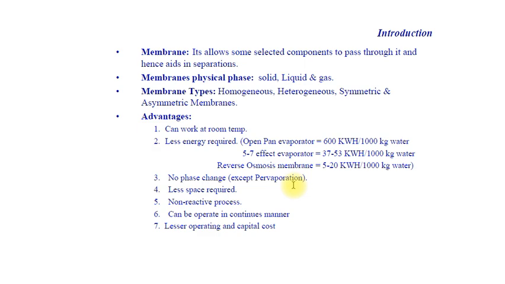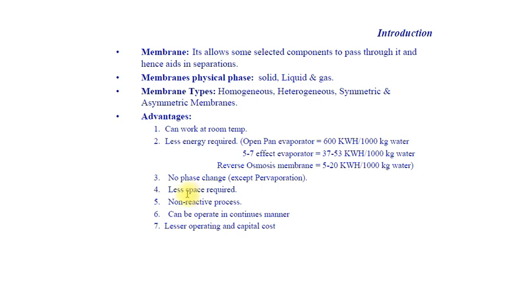In different separation processes where a phase change occurs, like distillation, you need a lot of energy because you have the energy of vaporization, the energy of condensation, or the energy of crystallization. So these are the energies which are required during the phase change. In this process you do not require any type of phase change energy.